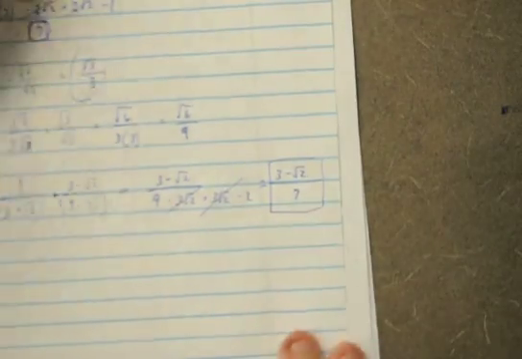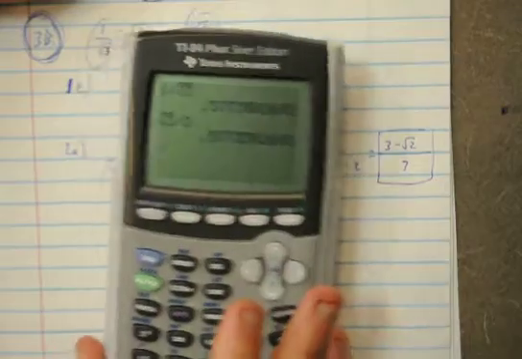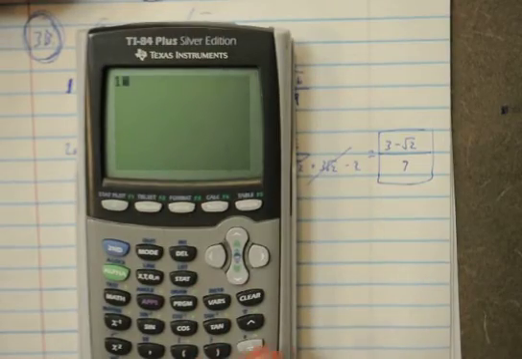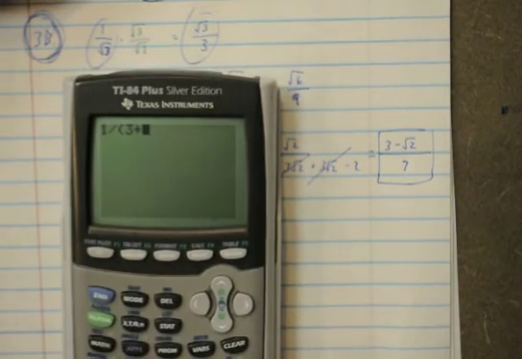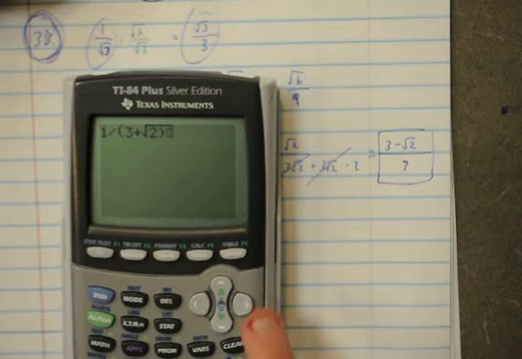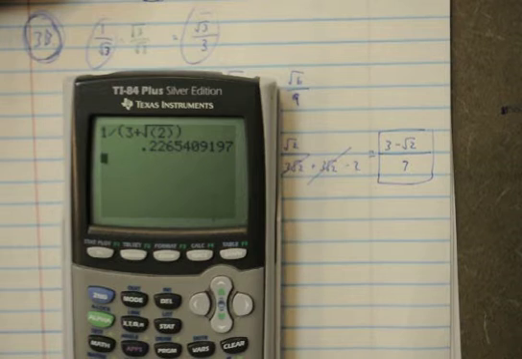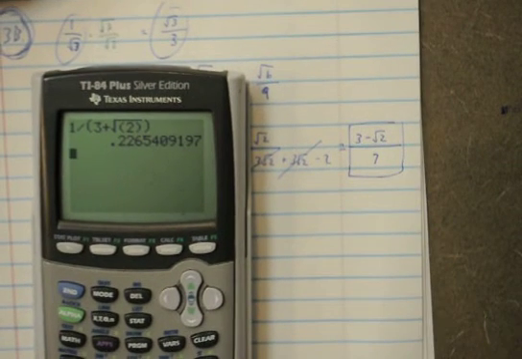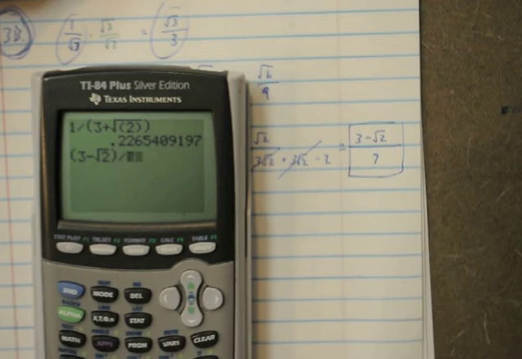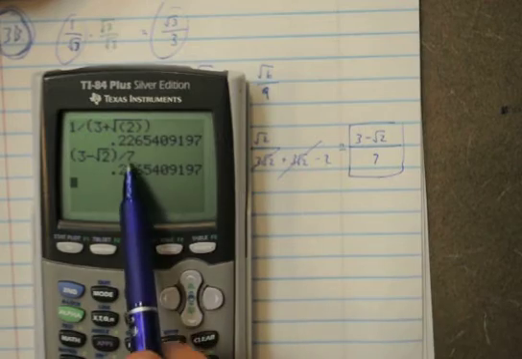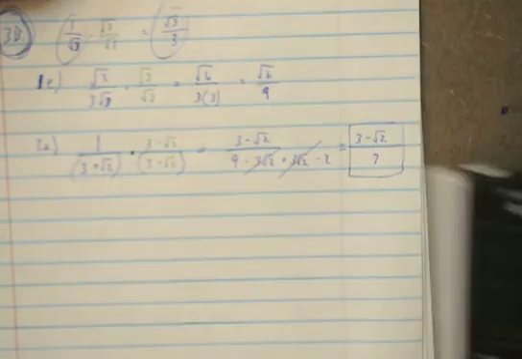It's the same number. And we can verify that in our calculator. If I do 1 divided by 3 plus root 2, there it is. And now if I plug this number into my calculator, 3 minus root 2 divided by 7, it's the same number. The difference is this one has an integer denominator.